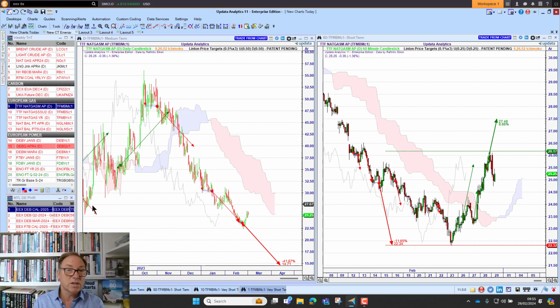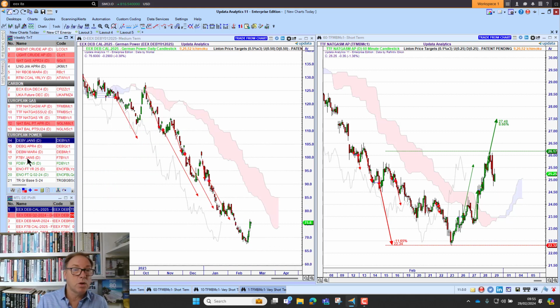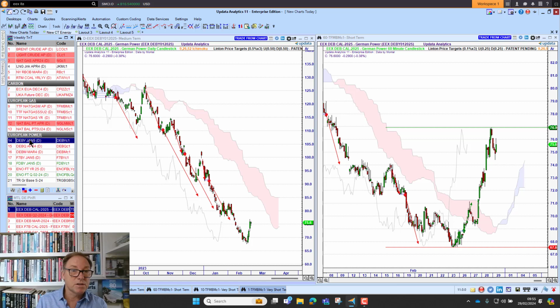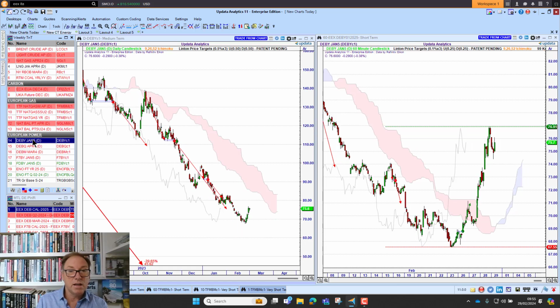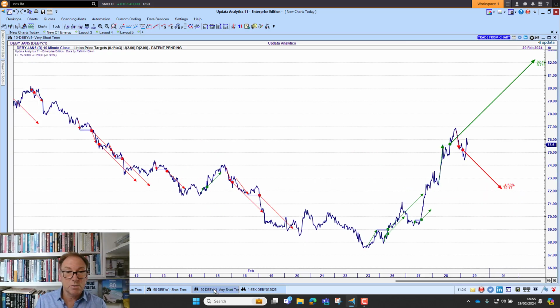Last of all, we will take a look at power markets. We'll look at German power first of all. So I would look here, that's my data coming in from Montel. I'm running on multiple data services. Here I'm looking at EX data off LSEG icon, and we see here the downside targets. No clear targets there on the 60-minute chart. That 76.90 level is pretty key now.